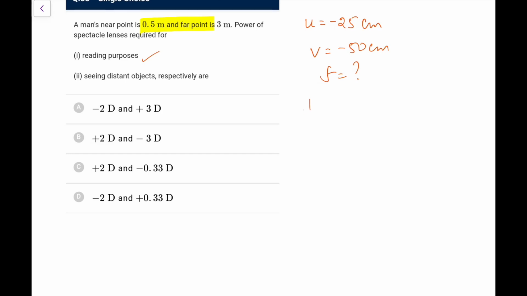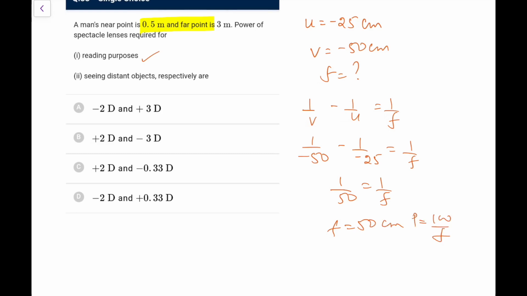So what we write, 1 by v minus 1 by u is 1 by f. So 1 upon minus 50 minus 1 upon minus 25 is equal to 1 by f. So we have plus 1 by 25 minus 1 by 50, that is 1 by f. So f is 50 centimeters, so power would be 100 by f in centimeter, that is equal to plus 2D. For the nearby glass it is plus 2D, so we are left with two choices.